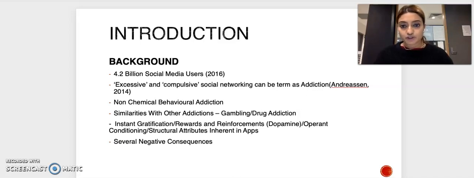There were about 4.2 billion social media users as of 2016. It has also been classified as a non-chemical behavior addiction recently. It has similarities with other chemical addictions such as drug addiction and pathological addictions such as gambling due to the neural activity and the release of dopamine.